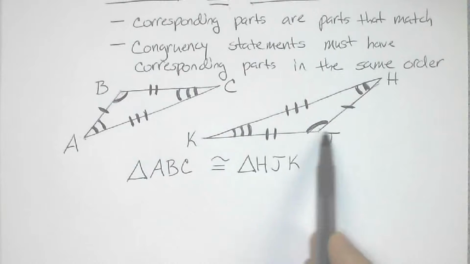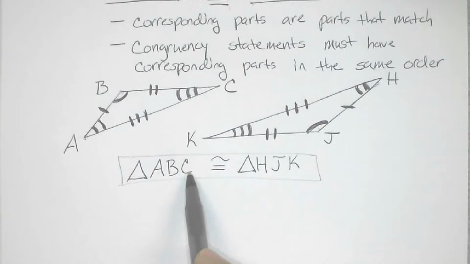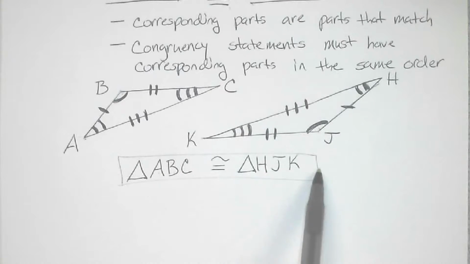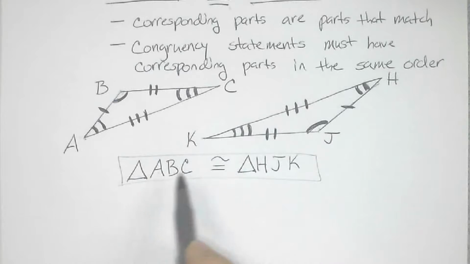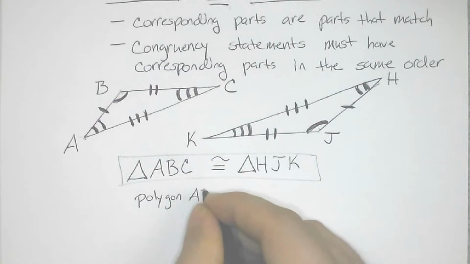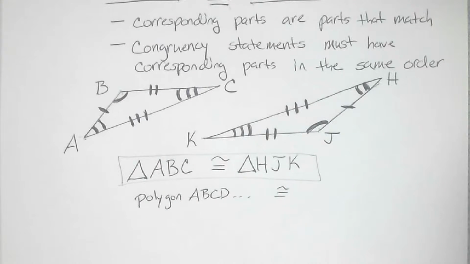Now, if you did not have these pictures here and all you had was this statement, you would know that this angle and this angle correspond. Likewise, B and J and C and K. Also, you would know that segment AB corresponds with segment HJ, and so forth. So that's why these need to be in order in case you don't have a picture. Also, if the figures you're writing a congruency statement for are not triangles, you can simply label it polygon and then whatever letters you have, congruent to polygon, whatever. Alrighty?